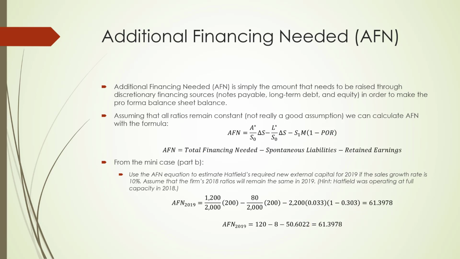Now, let me point out that this 30.3% payout ratio looks almost the same as the net profit margin, which is 3.3%. That's purely a coincidence. Don't read anything into that. So what we get for our estimated AFN is 61.3978. Now, below that, I've done the calculations. So we need 120 in additional financing. We're going to have 8 in spontaneous sources of funds, or spontaneous liabilities, and we're going to have 50.6022 in additional retained earnings. So 120 minus 8 minus 50.6022 gives us 61.3978.